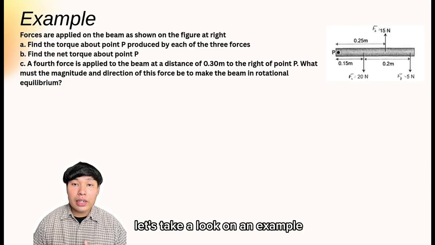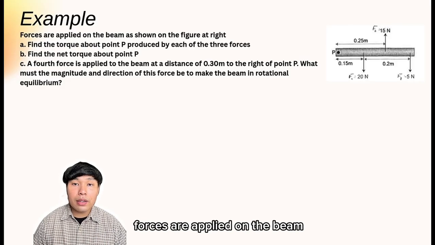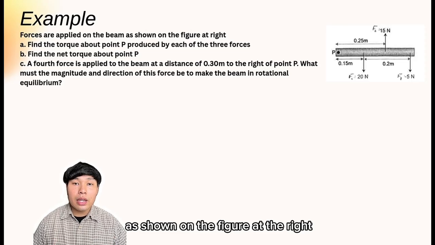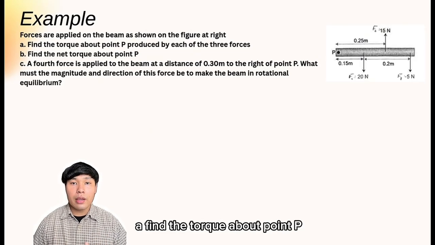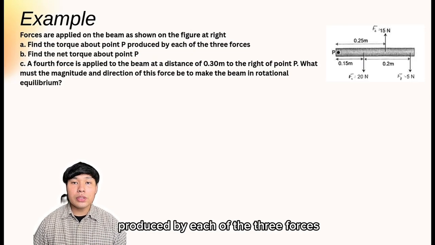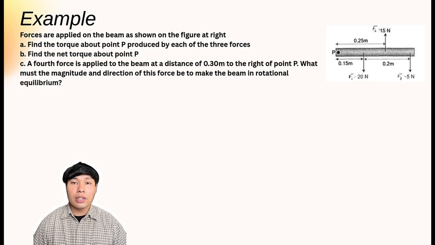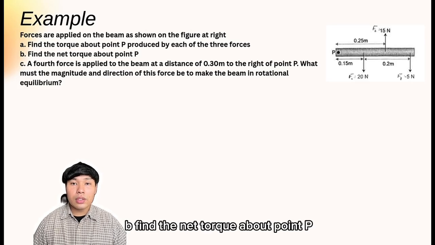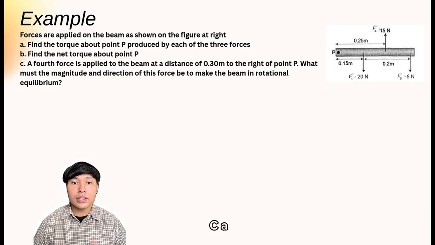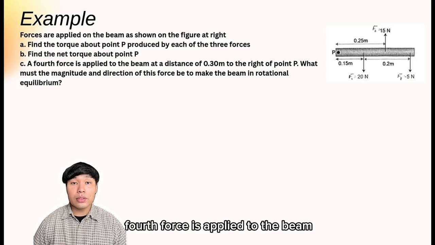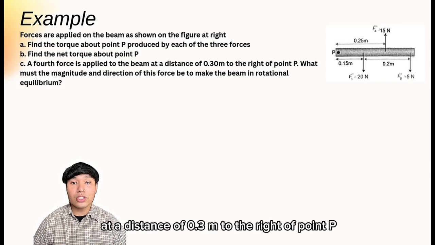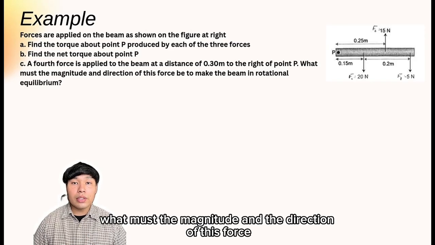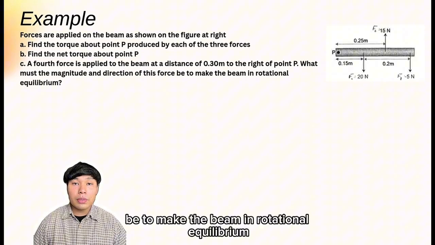Let's take a look at an example. Forces are applied on the beam as shown in the figure at the right. A. Find the torque about point P produced by each of the three forces. B. Find the net torque about point P. C. A fourth force is applied to the beam at a distance of 0.3 meter to the right of point P. What must the magnitude and the direction of the force be to make the beam in rotational equilibrium?